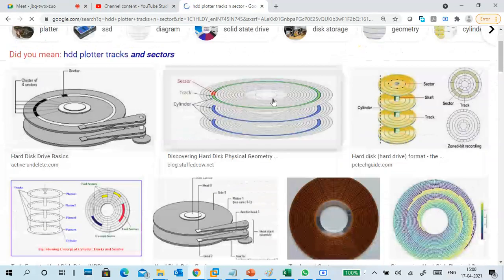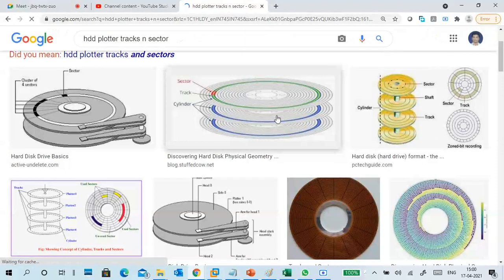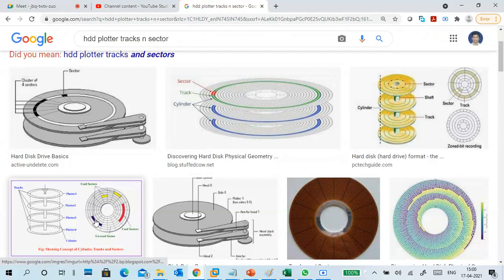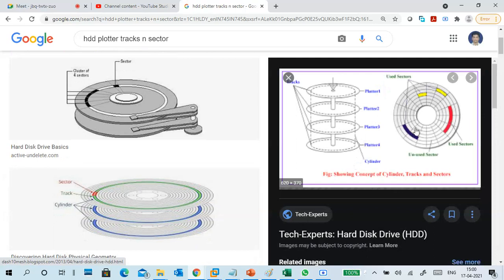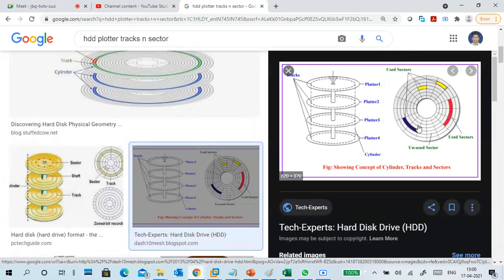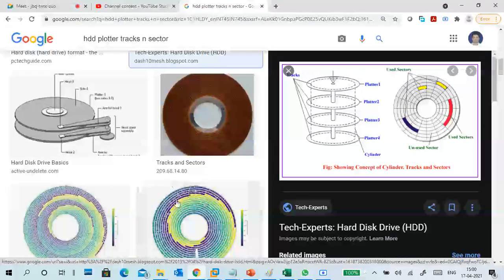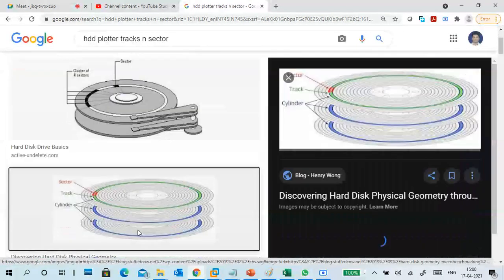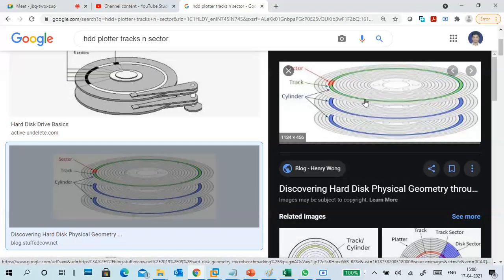See, each platter has tracks. Tracks means that round one. You can see here clearly, these are platters, and we can see the round things, which are tracks. The subdivision of a track is a sector. You can see the green one is a track, and a part of a track is a sector.